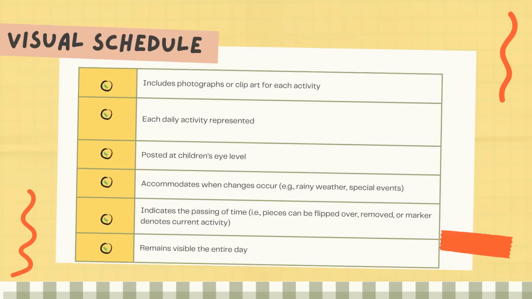A bonus tip for this is to consider creating a schedule monitor. For example, the child who needs that extra reminder or support with staying on task throughout the day. Visual schedules also accommodate when changes occur, such as rainy weather or special events. They indicate a passing of time, which can be a piece of paper flipped over, removed, or a marker that denotes the current activity. Visual schedules also remain visible throughout the entire day.